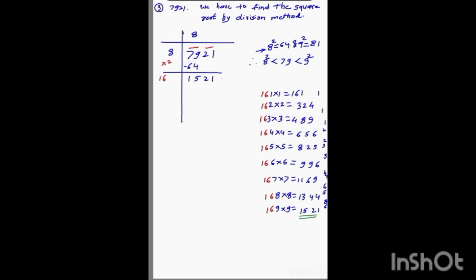So we go ahead. See, this is the number. 169 into 9 is 1521. Subtraction leaves you with 0, or the remainder is 0. Then as the remainder is 0, you can definitely say that the given number 7921 is a perfect square. See, the remainder is 0.